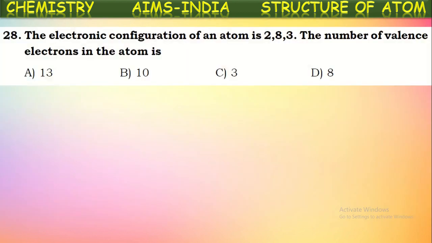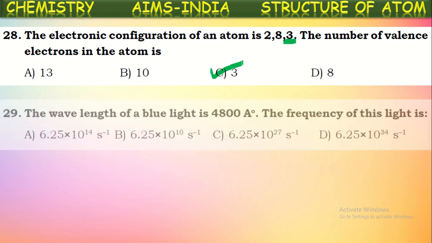Next one. The electronic configuration of an element is 2, 8, 3. The number of valence electrons in this atom is? What is meant by valence electrons? The electrons present in the last shell of an atom are called valence electrons, because that last shell of an atom is considered the valence shell, and hence the electrons present in that valence shell are called valence electrons. See, for this element, how many electrons are there in the last shell? There are 3 electrons. Now we can say these are the valence electrons of that atom. So valence electrons for this atom are 3.